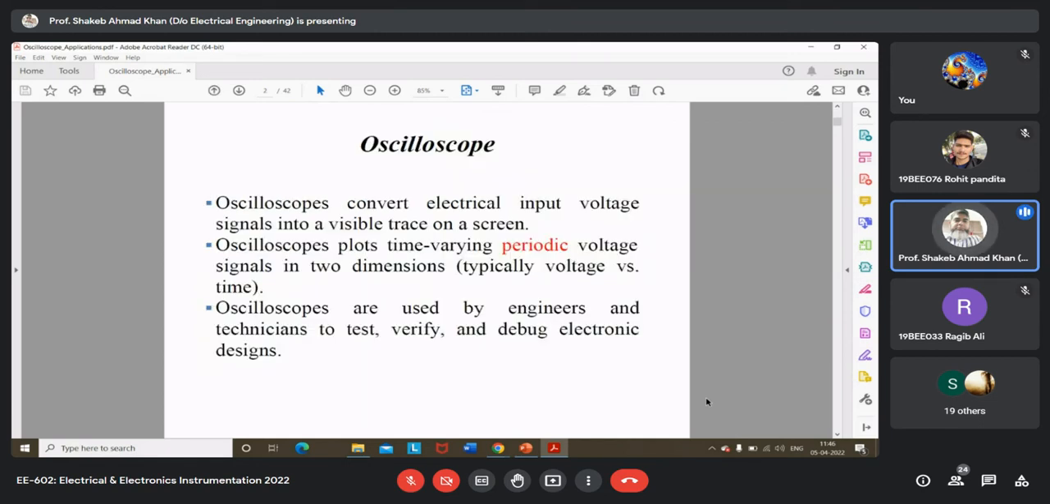So I discussed many things, and point wise it is written here. Oscilloscopes convert electrical input voltage signals into a visible trace on a screen. So it basically displays only the voltage signal. If you want to see the current signal, then you should convert it into a voltage signal. Can anybody tell me what is the easiest way of converting a current signal into a voltage signal? Can anyone tell me, brother?